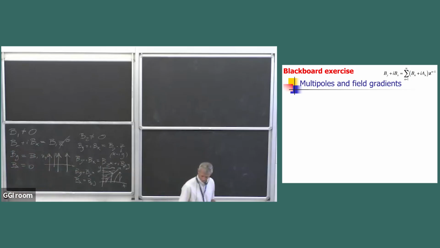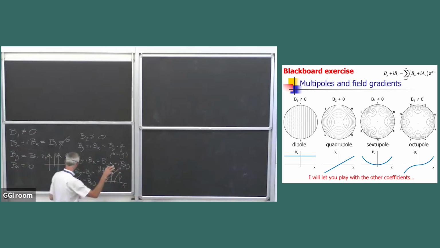Okay, and indeed, if you look at the shapes that you get, what you get with B1 is a homogeneous field. That's the dipole we saw before. B2 is a perfect gradient. That's the quadrupole we saw before. B3 is actually a sextupole. B4 is an octupole, and so on and so forth. That's very convenient. You can relate that to beam properties.